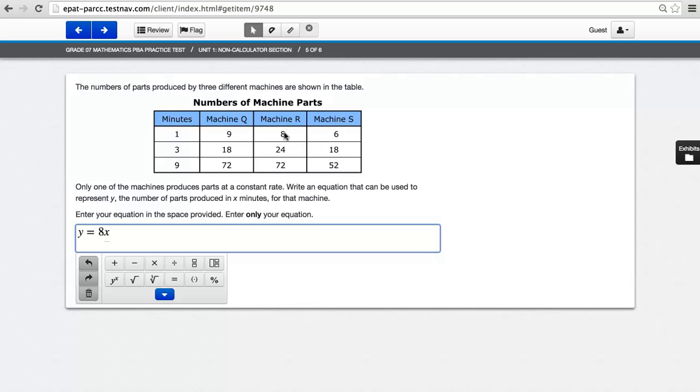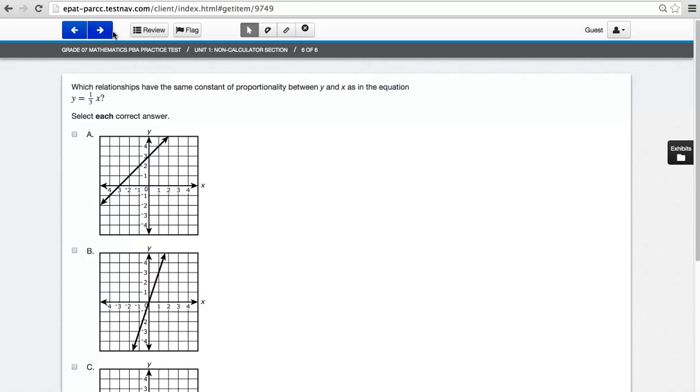Whereas with machine R, 1 times 8 will get you 8, 3 times 8 gets you 24, 9 times 8 gets you 72. With machine S, 1 times 6 gets you 6, 3 times 6 gets you 18, but 9 times 6 should get you 54 and not 52. We're going to click the next button.